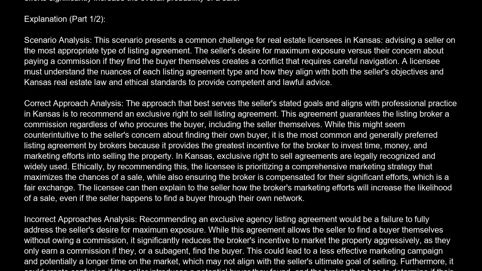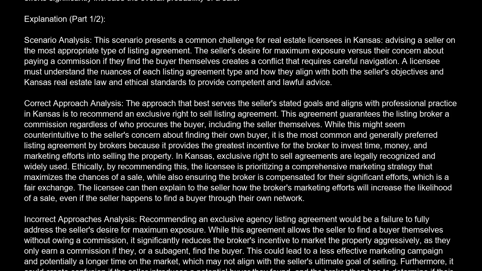In Kansas, exclusive right to sell agreements are legally recognized and widely used. Ethically, by recommending this, the licensee is prioritizing a comprehensive marketing strategy that maximizes the chances of a sale, while also ensuring the broker is compensated for their significant efforts, which is a fair exchange. The licensee can then explain to the seller how the broker's marketing efforts will increase the likelihood of a sale, even if the seller happens to find a buyer through their own network.